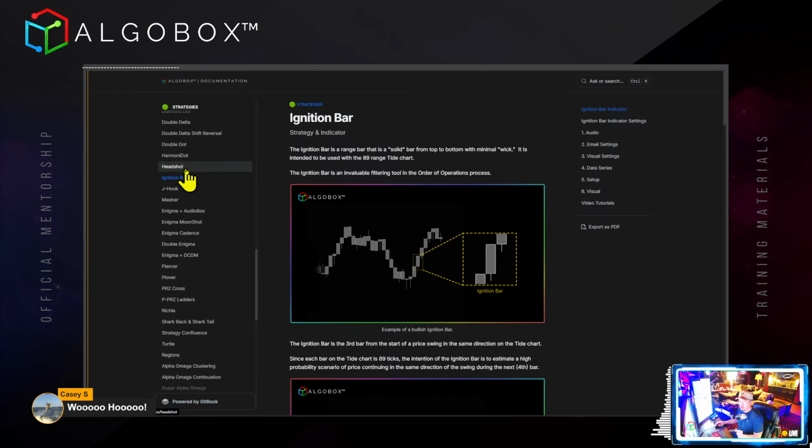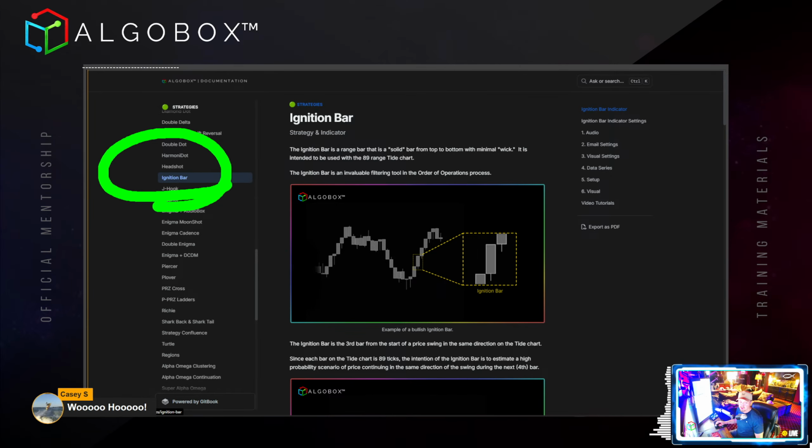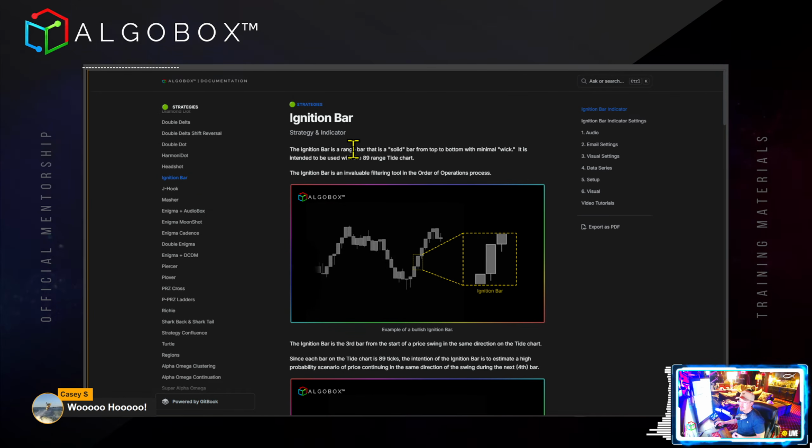Last night we covered headshot and now into the ignition bar here tonight. Don't want to get out of order here for our notes section. So what exactly is the ignition bar? This is going to be a high time frame bar that we're looking for that's going to clue us in to a direction. This is a directional bias indicator scenario.